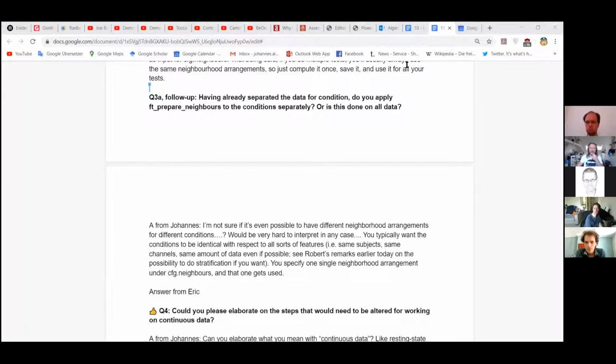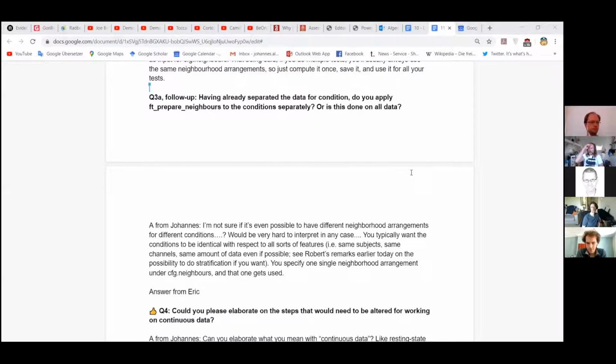Let me also add something here from a practical point of view, which has to do with FT prepare neighbors. The specification of neighbors is related to where the electrodes are, and as such, if you have a specific electrode cap, then you already know what the neighbors are before even having started your recordings, or at least you can already specify what the neighbors are.